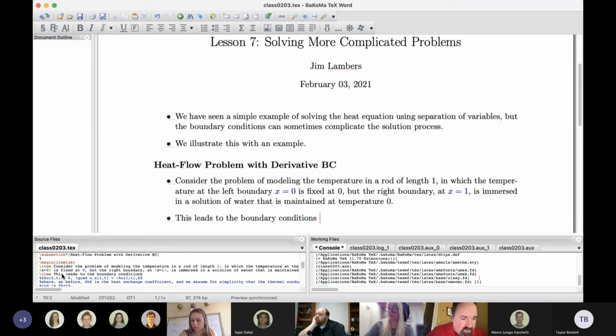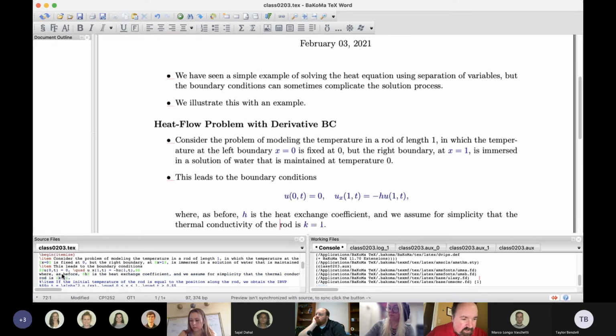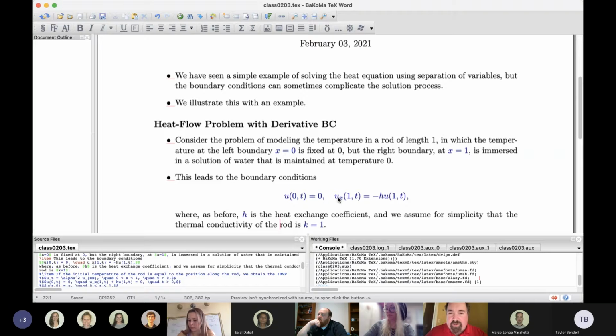So what does that tell us about the boundary condition? This is a boundary condition at the left, like we had before. And here's the boundary condition we have this time. It's a mixed one that involves both u and du/dx at x equals 1. So h is a heat exchange coefficient. And we saw this boundary condition several class periods ago. That also involves a constant k, which we're just going to assume is 1 here for defining the flux.